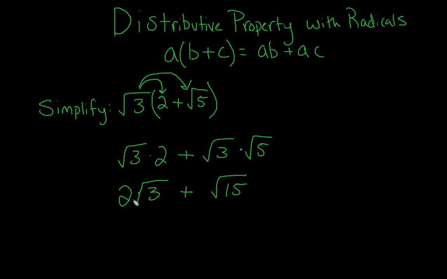So this, after our distributive property, this is how we simplify that expression. So same rules apply with the distributive property. You're just going to distribute into each term in the parentheses, multiply, and simplify.